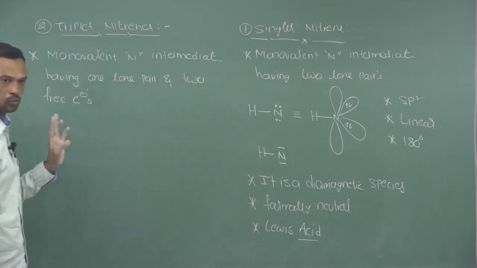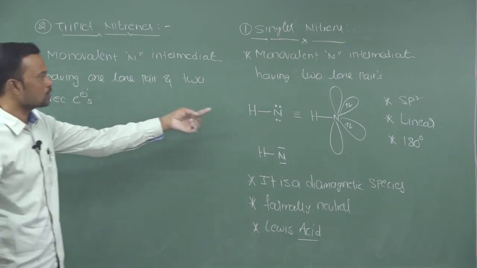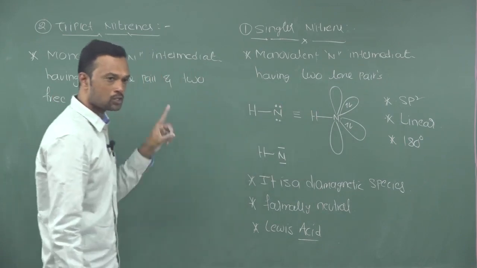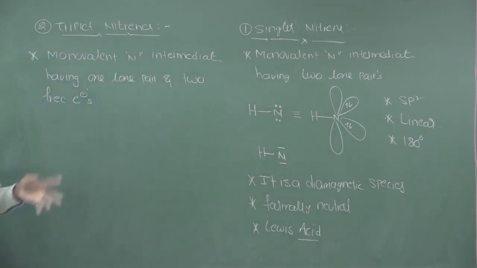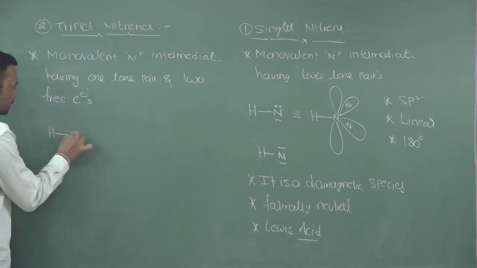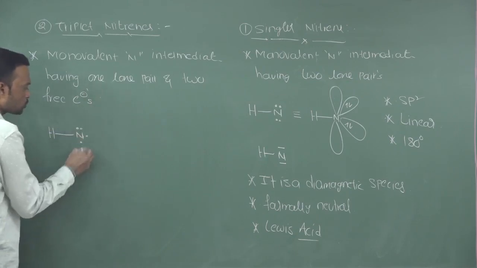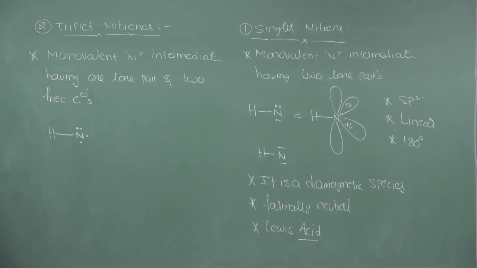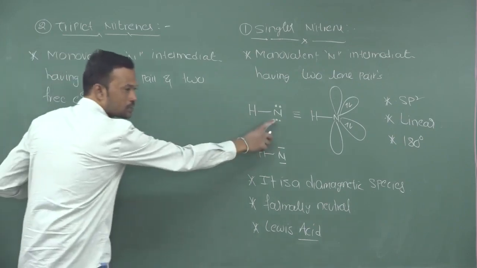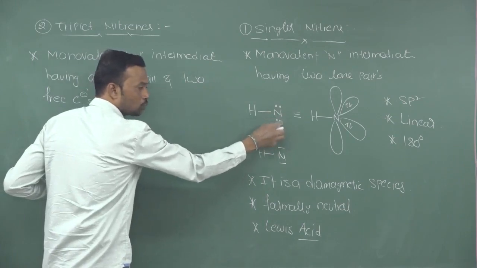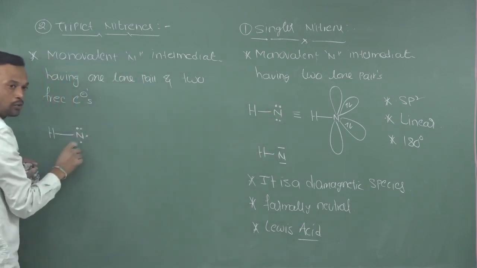Total how many electrons? 4. Here 4 electrons, one lone pair in paired arrangement, and the others are free electrons. So you can write like this. See, this nitrogen having 1 lone pair and 2 free electrons, like this you should write. So what is the difference between triplet and singlet? Singlet having 2 lone pairs, triplet having 1 lone pair and 2 free electrons.